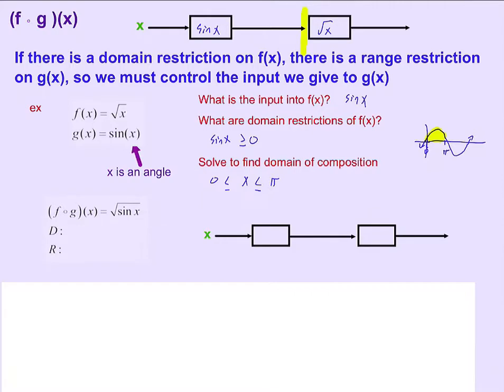I meant to do this before, but writing out f of g of x, writing out this composition, keep in mind that we want to make sure we can write it as an expression like this: the square root of the sine of x, because we are taking the sine of x and plugging it into a square root. Its domain, as we just found, is everything between 0 and pi.